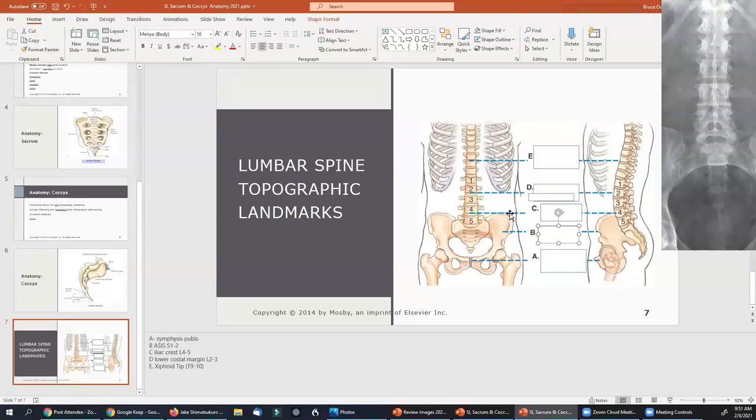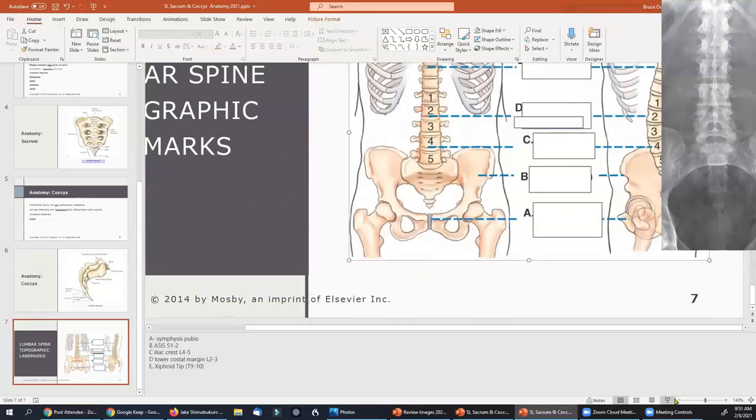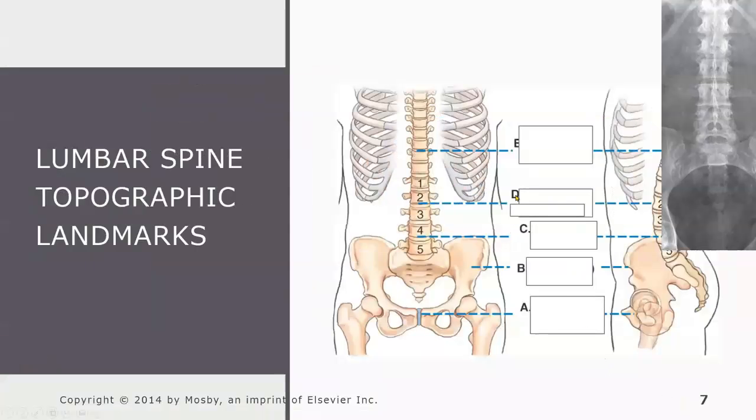C, the crest? L4, 5. D, the inferior angle of the rib margin? L2, 3. That is correct, or between L2 and 3. And E would be the xiphoid tip. At what level?